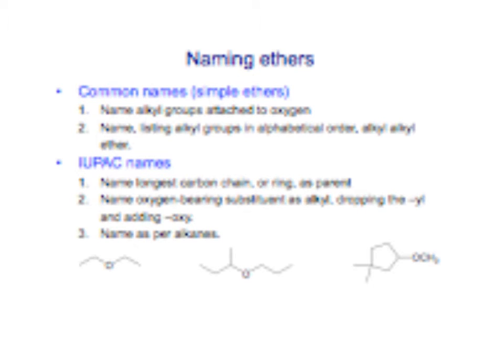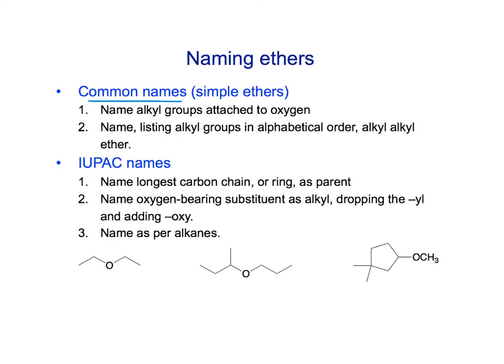Let's start with ethers. In ethers especially, you'll sometimes run into what are called common names, and these are usually used for just simple structures. The way this naming goes is that you name the alkyl groups attached to the oxygen, listing those alkyl groups in alphabetical order, followed by the word ether. So alkyl, alkyl, ether. Let's try this down below.